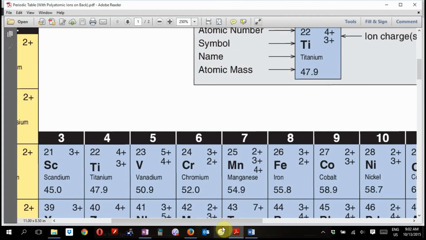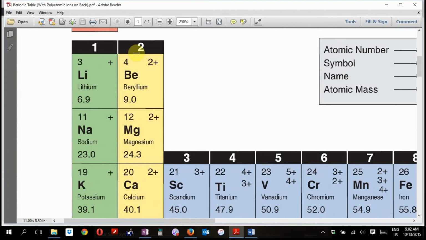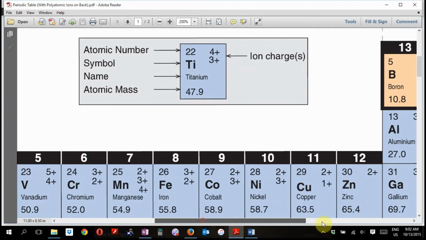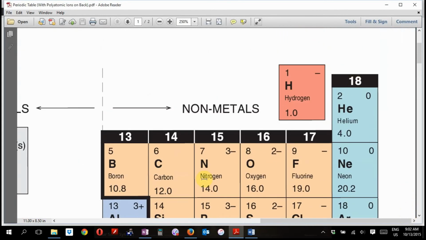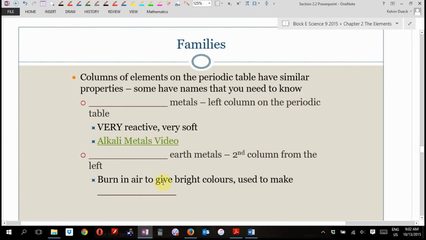Turns out there's a total of 18 families. You don't need to know all 18, but there's a few that you're going to want to know. The left column of the periodic table, and I think it's actually on your periodic table, what do we call the left-hand side? These are called the alkali metals. They're very reactive, they're very soft, and once you've written down the word alkali, you can put your pencils down and look up.